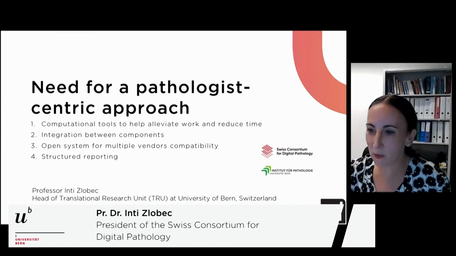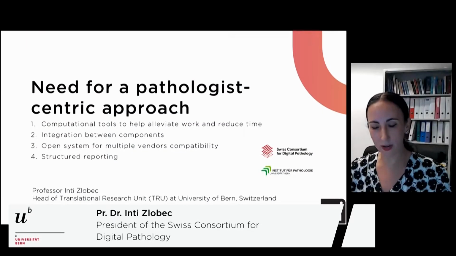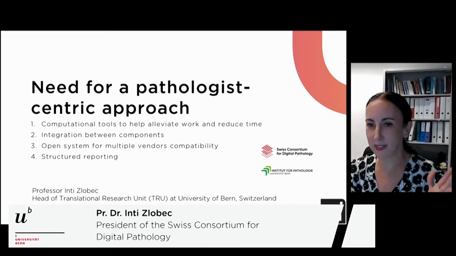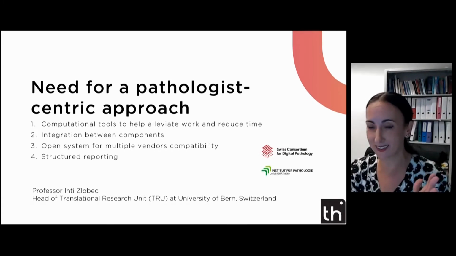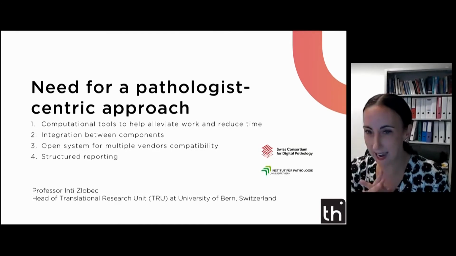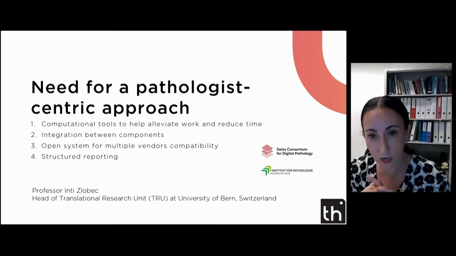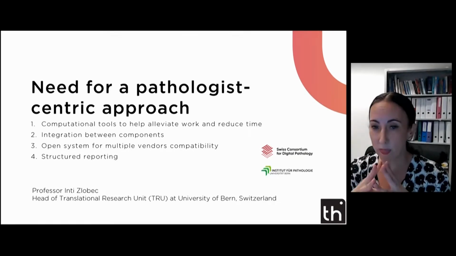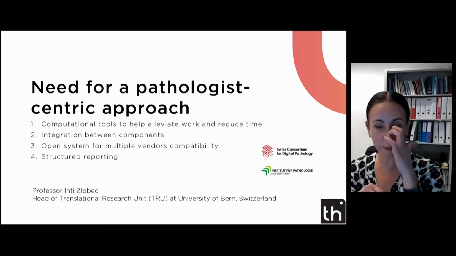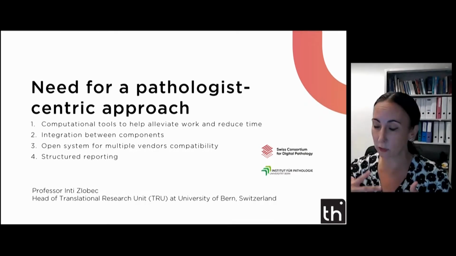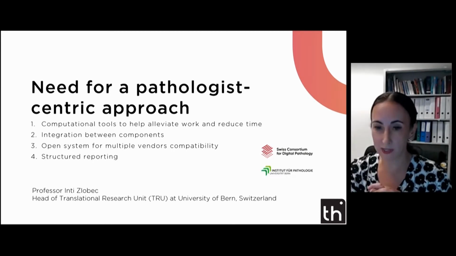So the first thing I wanted to mention is that digital pathology is a very big IT project. It's very easy to get distracted by all of the nice-to-haves and not focus entirely on the must-haves. And those must-haves are, of course, a pathologist-centric approach. So the first thing that many of the speakers before have discussed is, of course, the inclusion of AI algorithms into IMSs, which are really there to hopefully alleviate the work of pathologists.